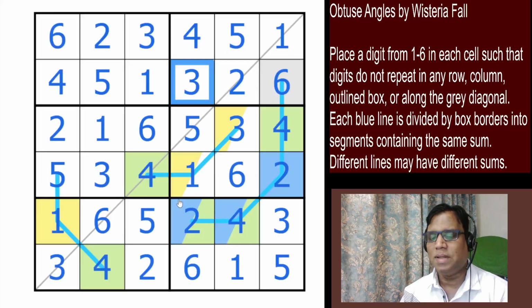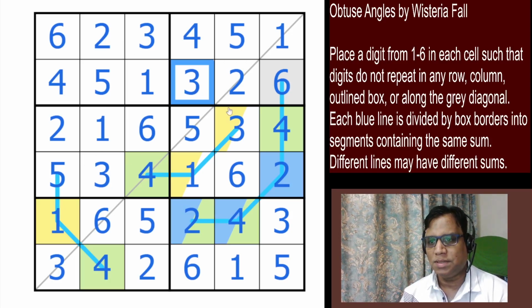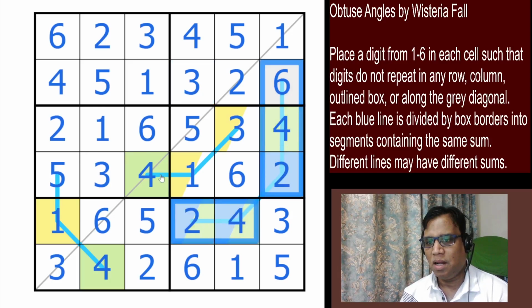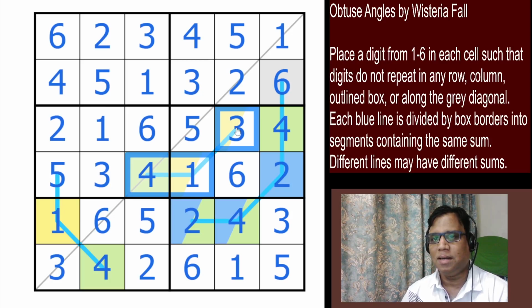So yeah, that's the puzzle, guys. I mean, this is a really good puzzle by Wisty Fall, because even in 6 by 6 with just 3 arrows with the obtuse angles, you can have such really nice logic and such a really nice solve path. So yeah, I think this is a great puzzle, and I really love this puzzle.